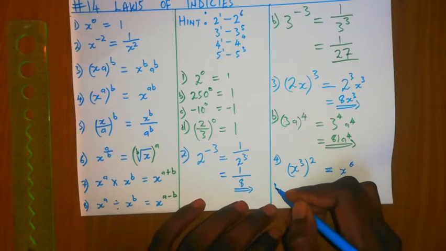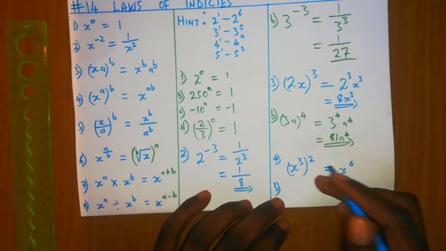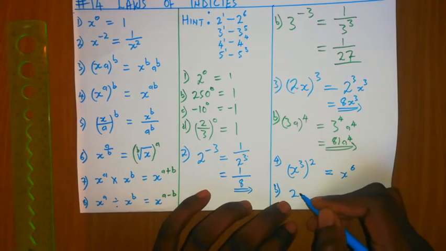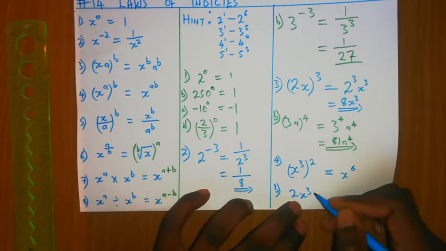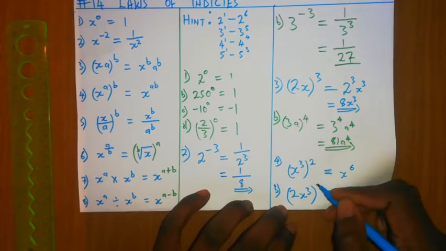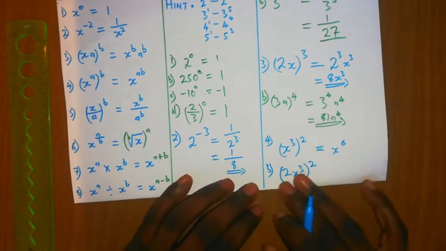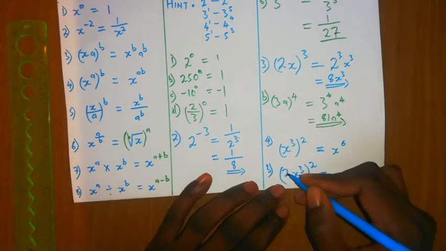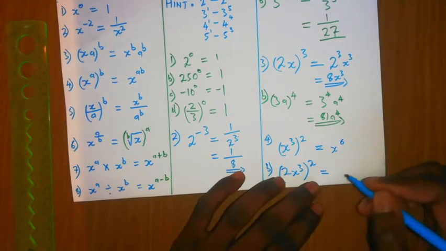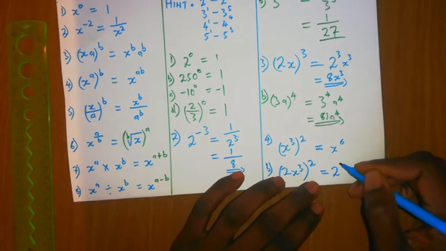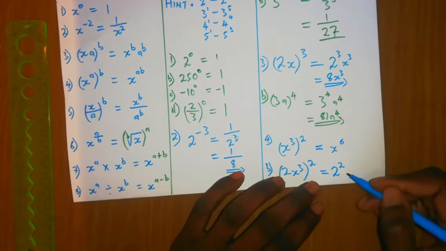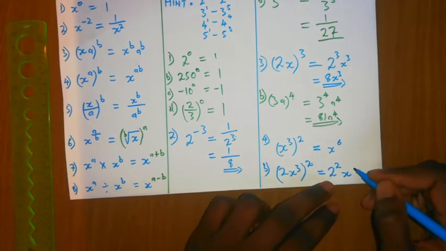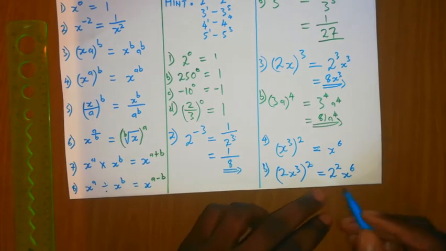Then example number 2, you might come across this other one which says 2x to the power 3 in brackets to the power 2. Everything is going to be affected by that index. So this 2 is going to be affected by that index, is equal to 2 to the power 2. Then in this x, I will multiply the powers there, x to the power 6.